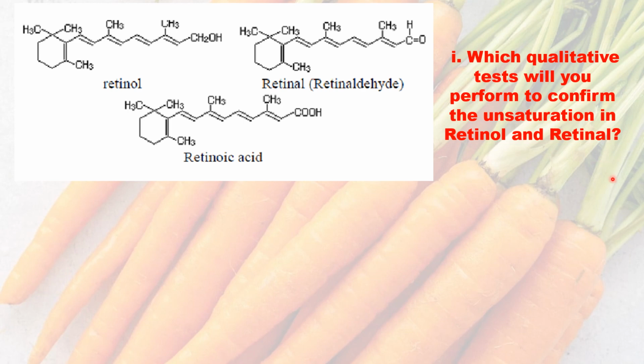So this is the first question: which qualitative test will we perform to confirm the unsaturation in retinol and retinal? Unsaturation means double bond or triple bond. If you look at this structure, you can see that it is an unsaturated compound with extended unsaturation. This kind of unsaturation is called conjugation, meaning alternating single bond, double bond, single bond, double bond. Such a compound is called a conjugated compound. Any molecule with a double bond or triple bond is called an unsaturated molecule.